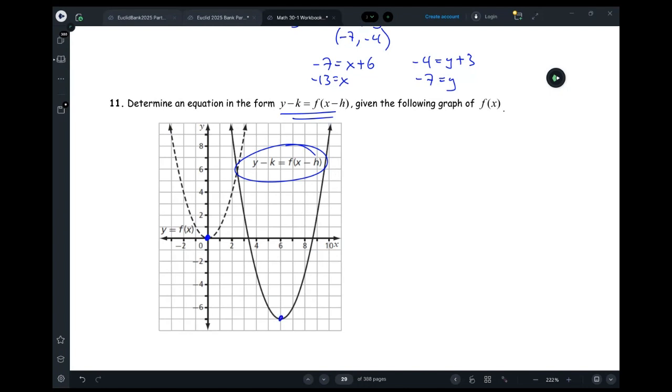And I can see that it moved 6 to the right. So that means I'm going to replace x with x minus 6. And then I moved 7 down, which means I'm going to replace y with y plus 7. Plus 7 to move 7 down. So what I'm going to get in my function here is y equals f of x is going to become y plus 7 equals f of x minus 6. The whole point of this question is that it's not that it's a hard question, it's just that we're giving you the information graphically instead of describing it.